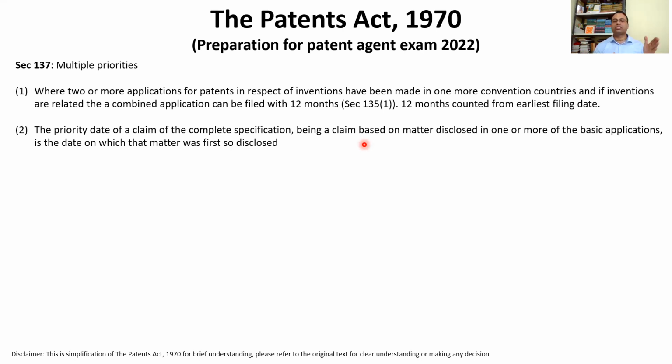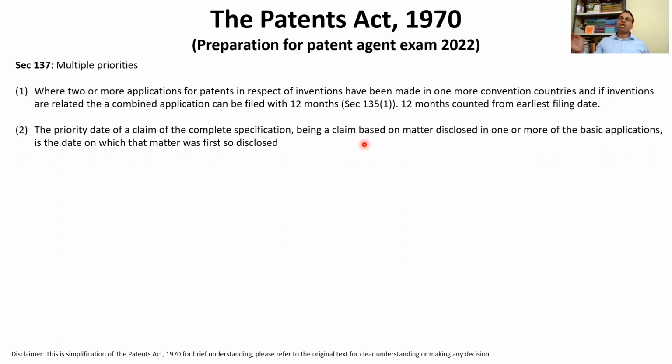So if you file the first application in January, the second application in June, the third application in December, and then you are going to combine them. If you have a claim based on the December application, for example, in January you filed something on copper, in June you filed something on gold, and then in December you filed something on silver. Now you want to combine together and you say that we claim copper, gold, and silver together in some claims, maybe independent claims or dependent claims.